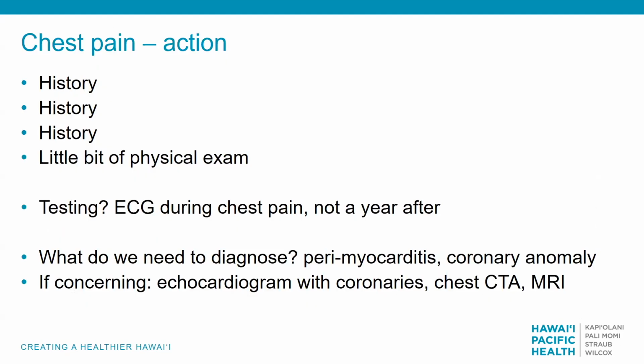So what do we need to diagnose it? Well, for perimyocarditis, EKG is perfect, and history helps. I don't even need to get an echocardiogram unless you are concerned about some other history elements. The next one is coronary artery anomaly. The concern comes when the chest pain is exertional. Again, there is the red flag, exercise-related chest pain. And in that case, you need to get an echocardiogram.